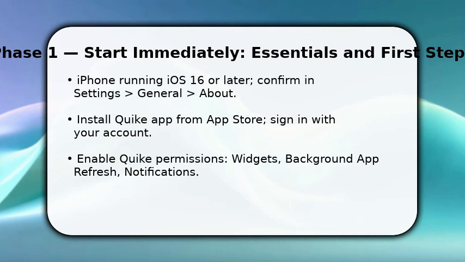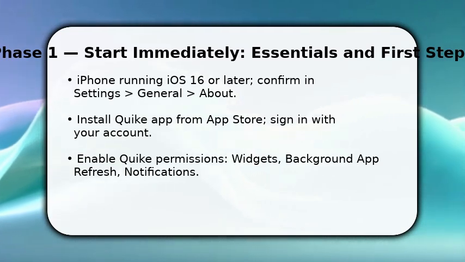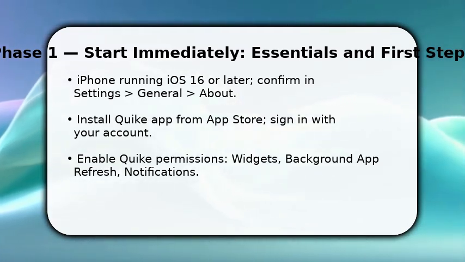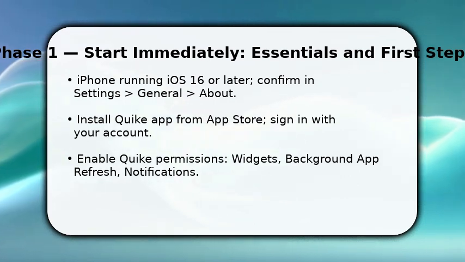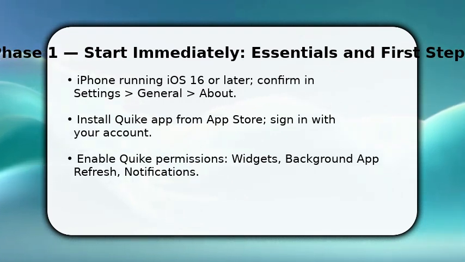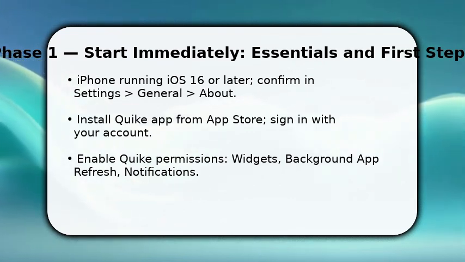You start by confirming the essentials: an iPhone on iOS 16 or later, the Quike app installed, and permissions enabled. First, open Settings and verify the iOS version. Once done, install Quike from the App Store if you haven't already. Next, sign into Quike and allow widgets, background app refresh, and notifications so the widget updates properly.